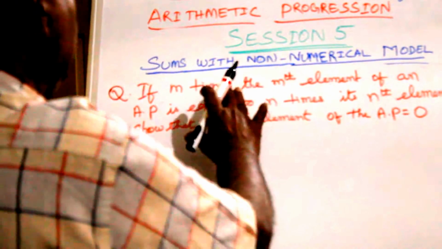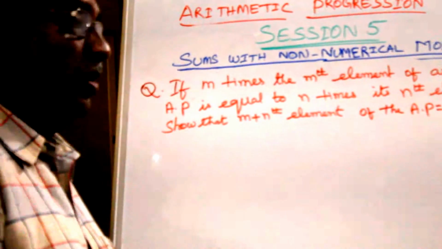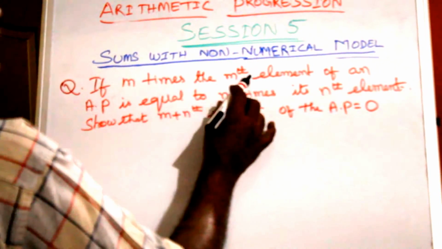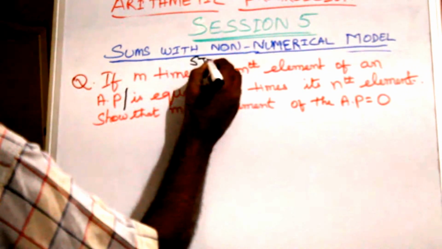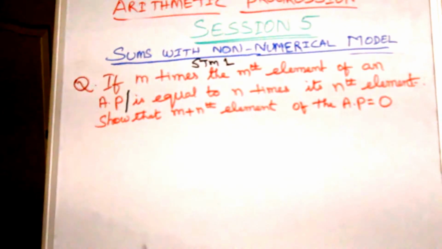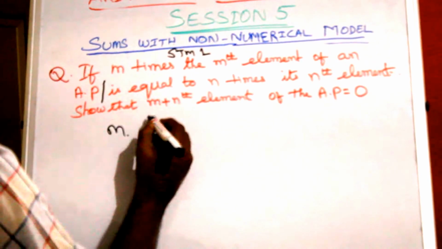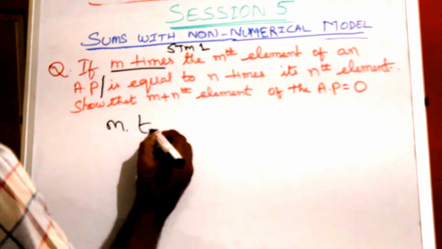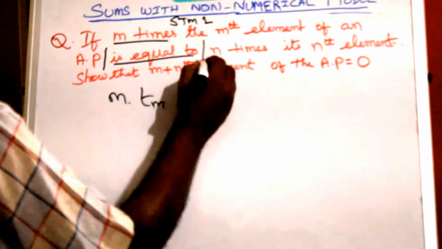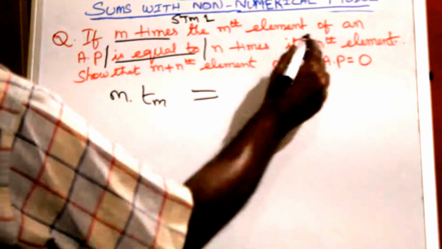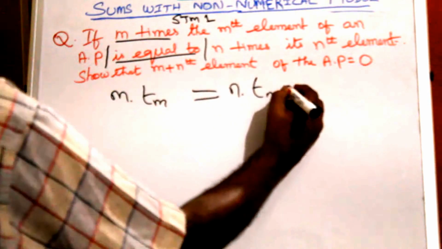Now we'll continue with the non-numerical model. This is quite easy if you understand the sum. Now look here, the sum says m times the mth element of an AP. This is statement 1, I put STM1. The statement says m times the mth term, m dot Tm, is equal to n times its nth term, n dot Tn. This is actually given.